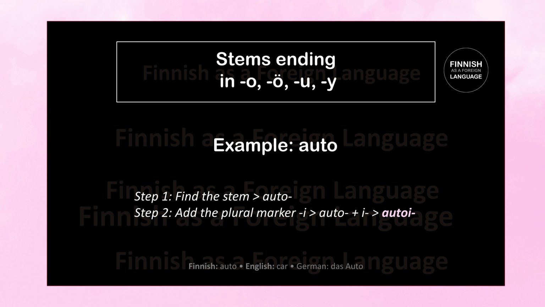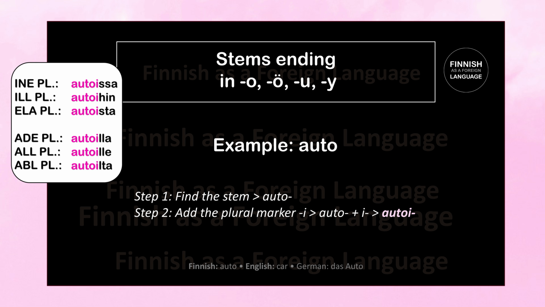Now we can finally add the case endings to the stem. So if we want to form the inessive plural, then we get autoissa. Elative plural, autoihin. Elative plural, autoista. Adjective plural, autoilla. Allative plural, autoille. And ablative plural is autoilta.